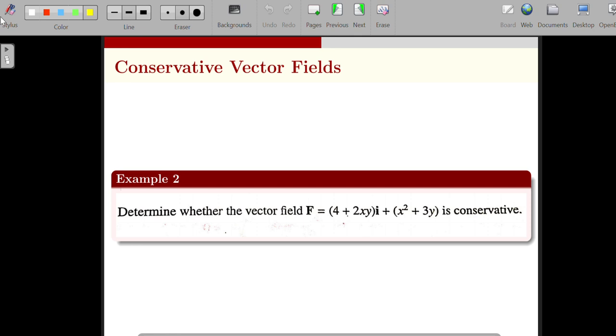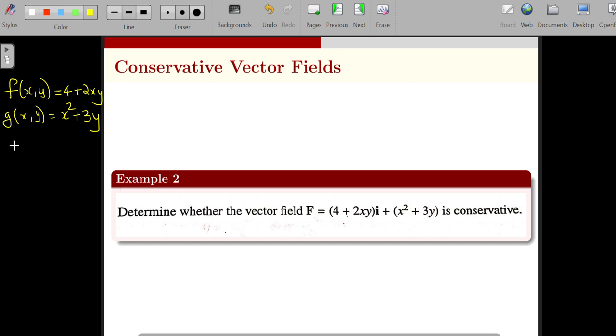Determine whether the vector field f equal to 4 plus 2xy i plus x square plus 3y j is conservative. Again, this is a two-dimensional vector field, so it has only two components. f of xy is equal to 4 plus 2xy and g of xy is equal to x square plus 3y. These are the two components. What was the condition to check whether f is conservative or not?